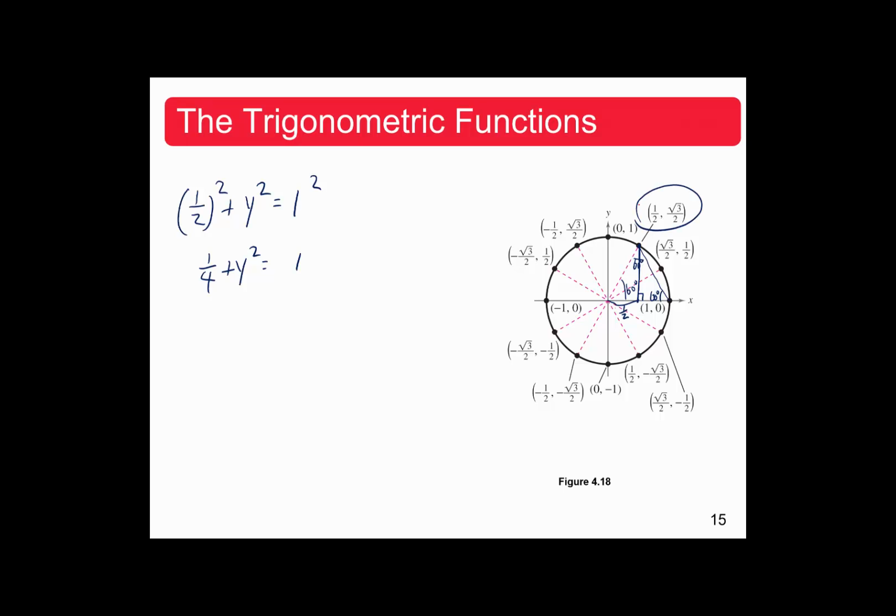There's a quarter plus y squared equal to 1. So y squared equals 3/4. And again, it's in the first quadrant, so the y value should be positive radical 3/4. So y equals radical 3 over 2. That's why the x value is half. We find that the x coordinate is half, and the y coordinate is radical 3 over 2 using the Pythagorean theorem.